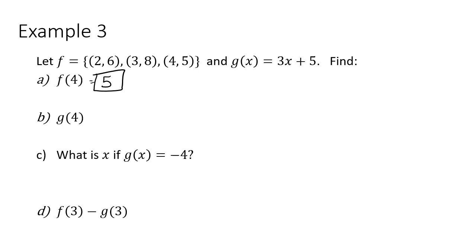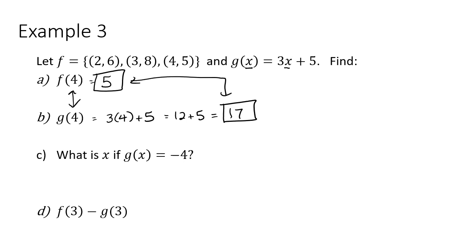Similar for g of 4. So we're going to look at the function g, and everywhere we have an x, we're going to replace it with 4, which would give us 12 plus 5, or 17. And I want you to notice something here, because this is going to be important. If you plug a number into a function, you get a number out of the function. Plug in a number, get out a number.